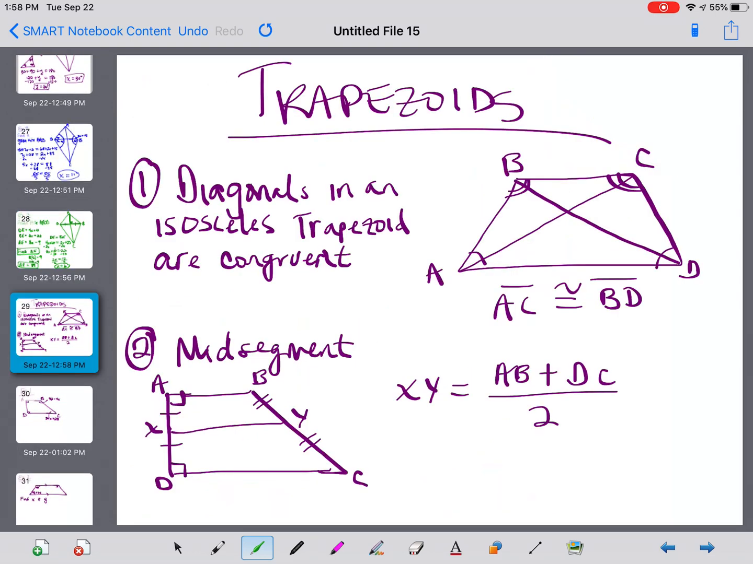All right, trapezoids. We know that diagonals in an isosceles trapezoid are congruent. An isosceles trapezoid tells us that the base angles are equal and the top angles are equal. Our mid-segment theorem, this is something you should have had written down. To find the length of a mid-segment, we add the bases, base 1, AB, plus base 2, DC, and we cut it in half.